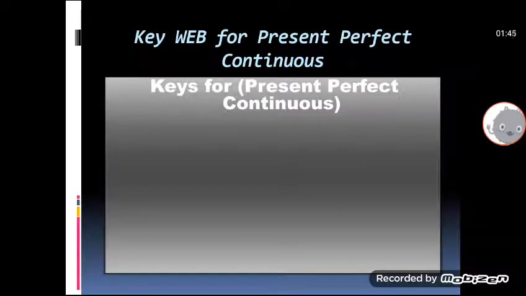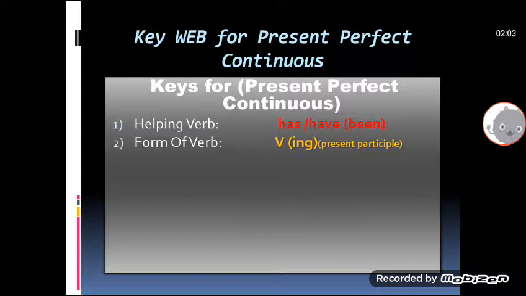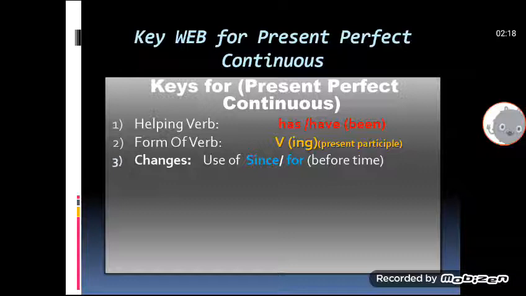Okay, key for present perfect continuous. If you want to form present perfect continuous, you have to use this key. You have to remember these 5 points to understand it. First is the helping verb. You have to use has been, have been always in the place of the helping verb. Main verb: verb ing, present participle. You have to use the fourth form of the verb always in present perfect continuous. Helping verb कौन सा यूज होगा? ing verb. And changes always use since and for before time.